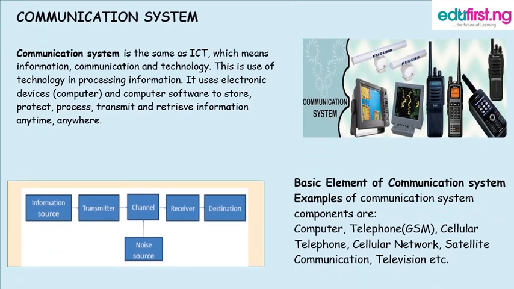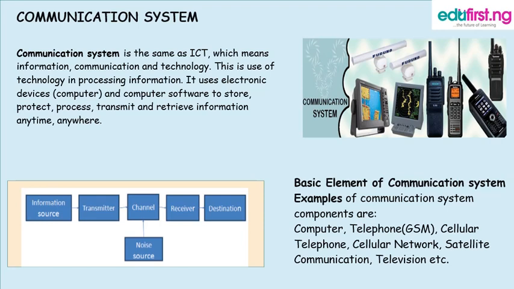What is communication system? Communication system is the same as ICT, which means information, communication, and technology. This is the use of technology in processing information. It uses electronic device and computer software to store, protect, process, transmit, and retrieve information anytime, anywhere.